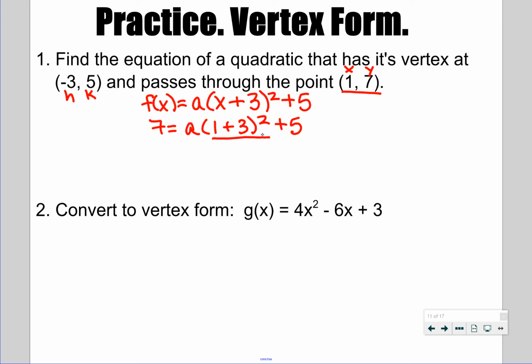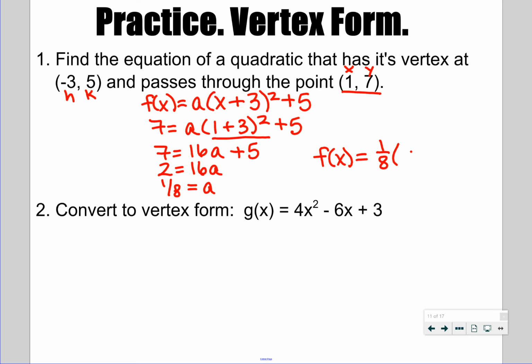1 plus 3 squared, that's 4 squared, or 16. So we're going to get 16a plus 5. Subtract 5, that gives me 2 equals 16a. And then divide by 16. You should have gotten a is 2 over 16, or that reduces to 1/8, or if you had 0.125, that would be the same thing. So the final answer here is the function f of x equals, fill in my a, 1/8, times x, fill in my h, which was a -3, so it's going to look like a plus in your equation. Remember, those are always opposite, plus k.